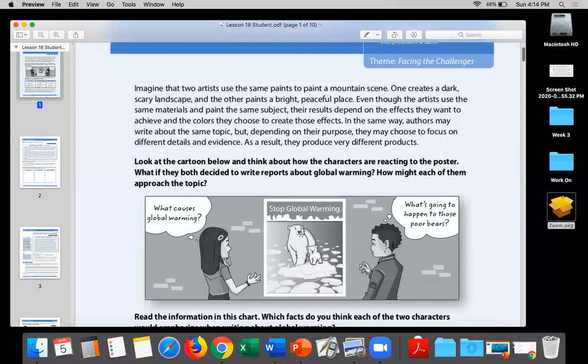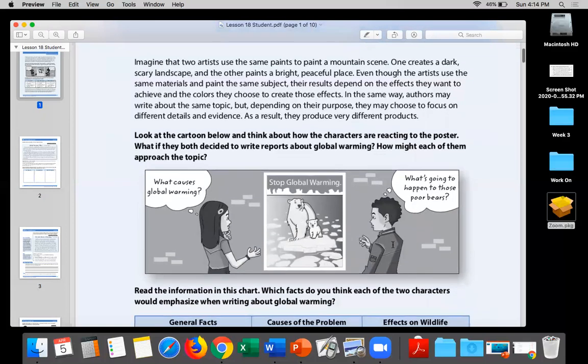All right, imagine that two artists use the same paints to paint a mountain scene. One creates a dark, scary landscape, and the other paints a bright, peaceful place. Even though the artists use the same materials and paint the same subject, their results depend on the effects they want to achieve and the colors they choose to create those effects. In the same way, authors may write about the same topic, but depending on their purpose, they may choose to focus on different details and evidence. As a result, they produce very different products.